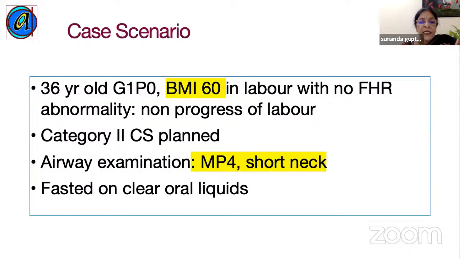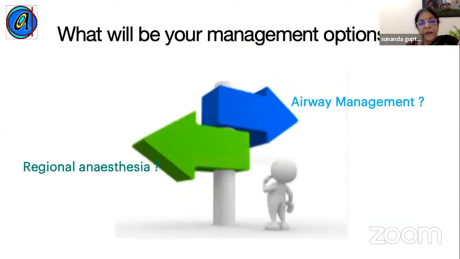In the end, a case scenario: she was a 36-year-old G1P0, with a BMI of 60, in labor. There was no FHR abnormality. The cesarean was planned because of non-progressive labor, but she was MP4 with a short neck. However, she was fasted, with clear oral liquids. Now, what will be your management option?